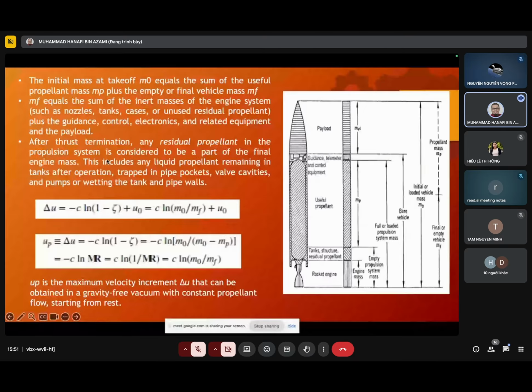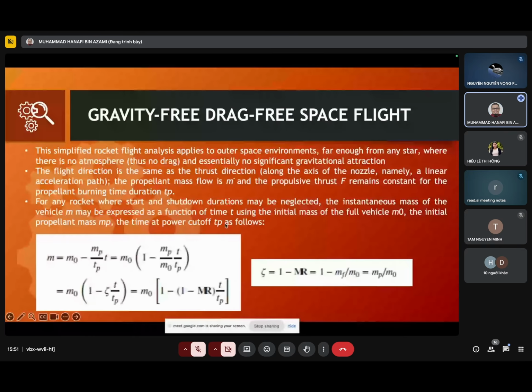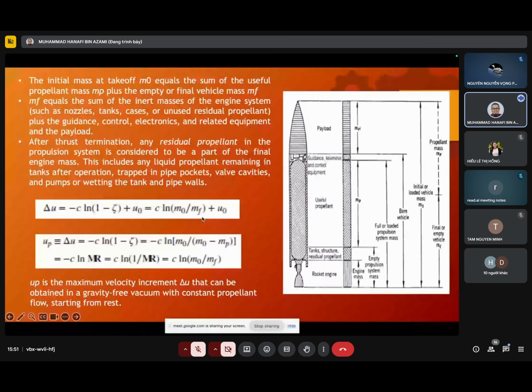So m naught over mf, the mass ratio m naught over mf, is always greater than 1. M naught is always larger than mf, so it must be greater than 1. Plus u naught. If you have zeta, you can use this equation. If you don't have zeta, you can use this equation.